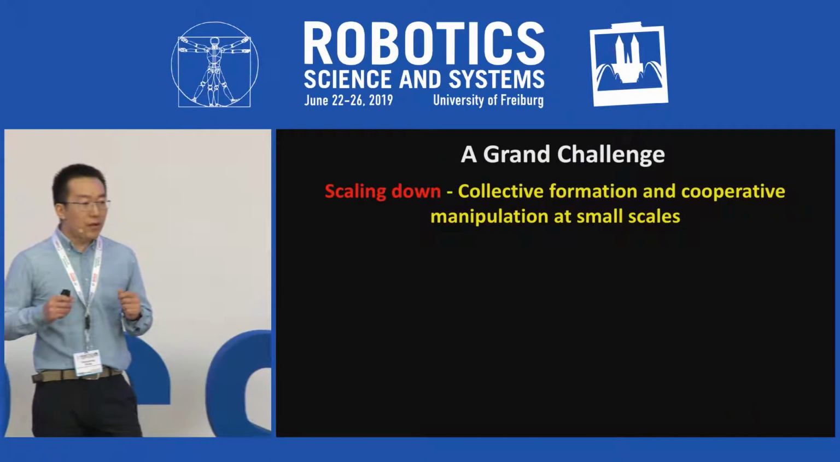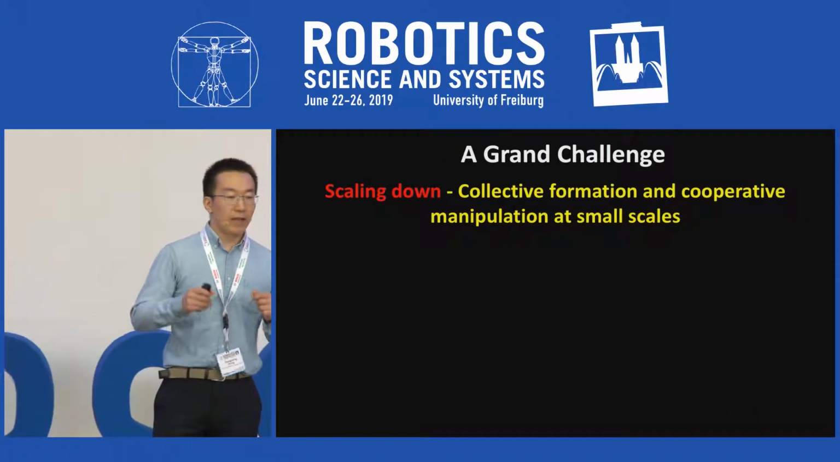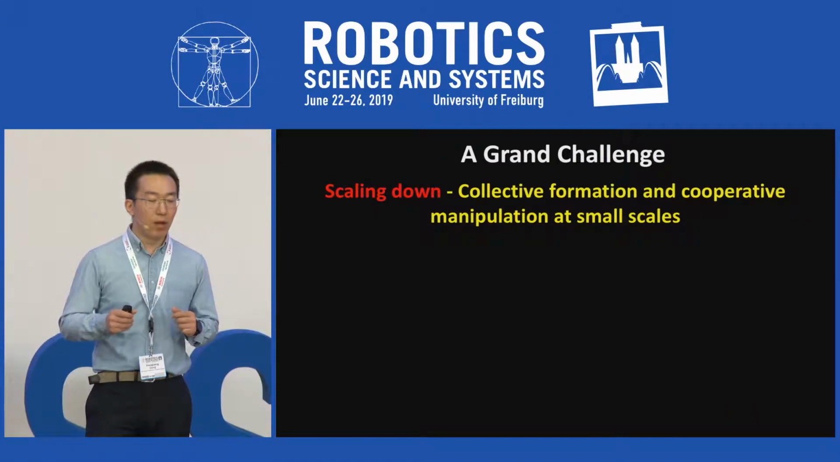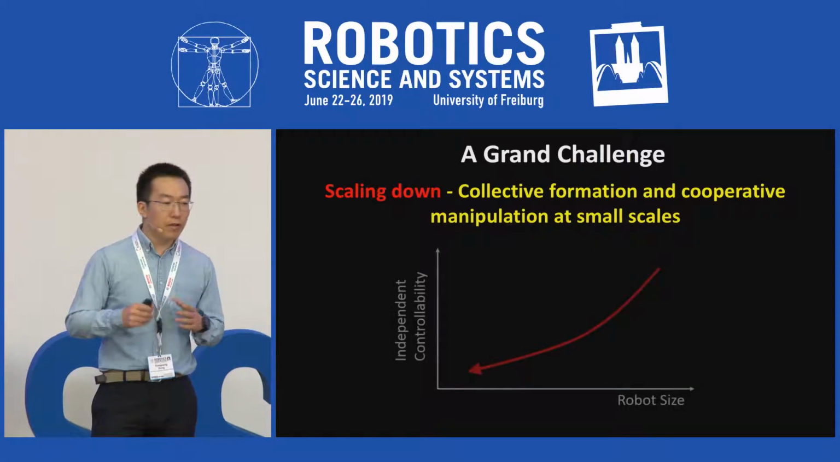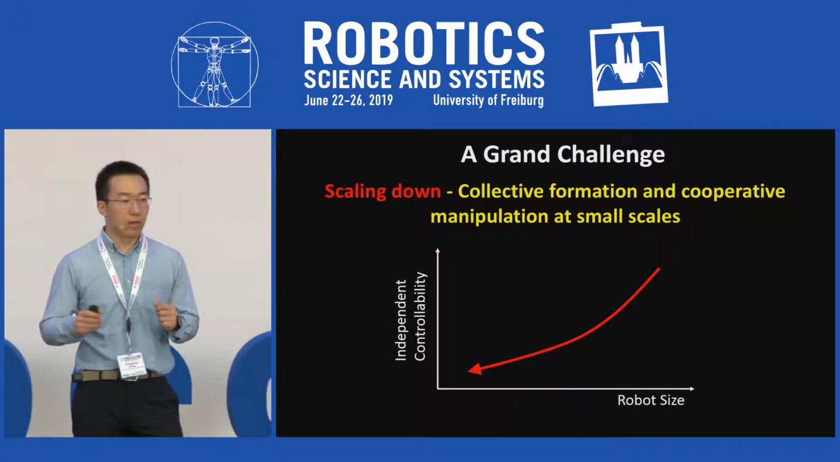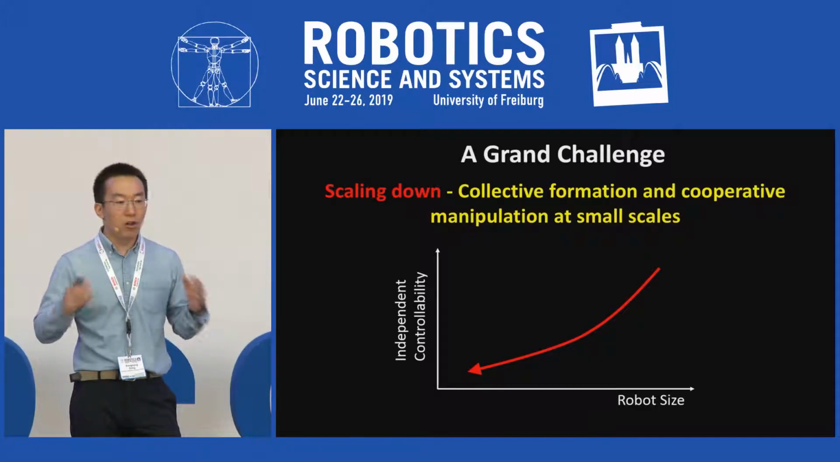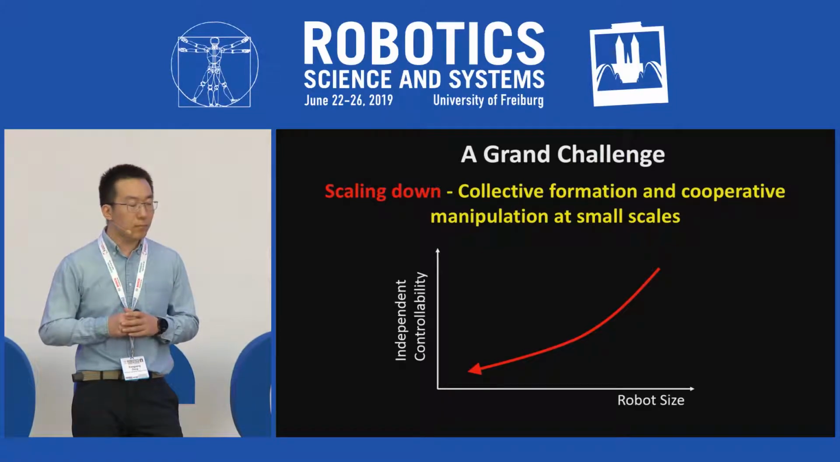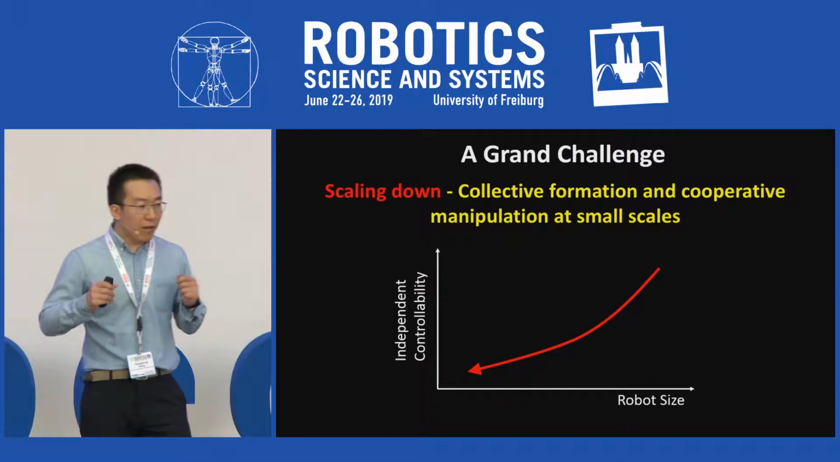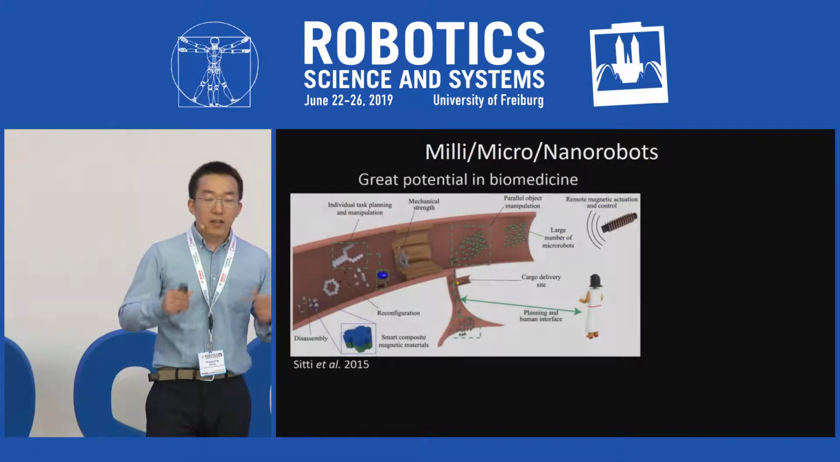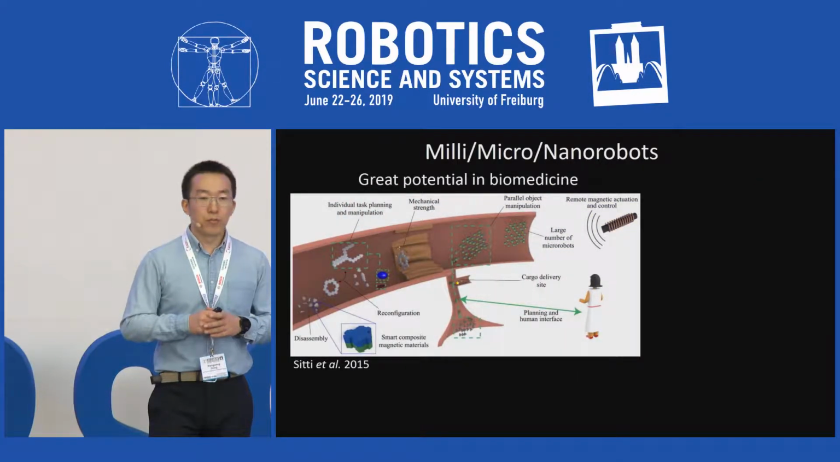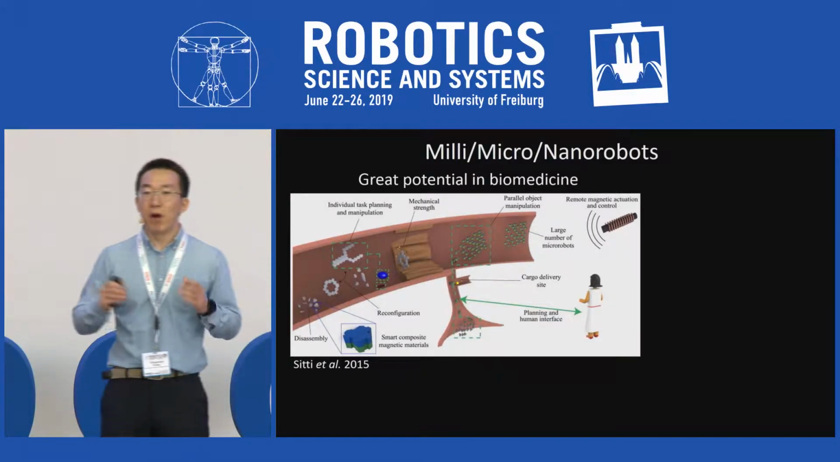However, a grand challenge in swarm robotics is that when robot size scales down below 1 millimeter, it is very difficult to keep the independent controllability, especially among a large number of miniature robots. On the other hand, scaling down robot swarms will be beneficial to many areas, especially biomedicine.